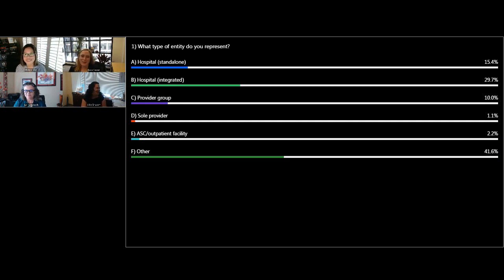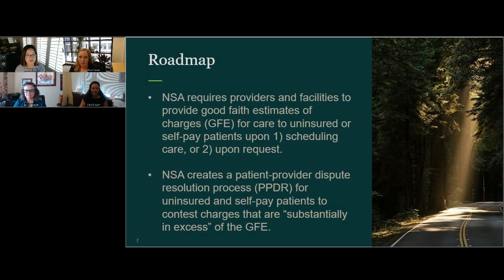It looks like we have a couple different provider types. We got some hospitals who are standalone hospitals, integrated provider groups, sole providers, and a fair amount of other category. The good thing is the good faith estimate applies to all types of healthcare providers and facilities, which we'll talk about further. So you guys are all in the right place. And I'll pass it back over to Allie to give a little bit more of a roadmap.